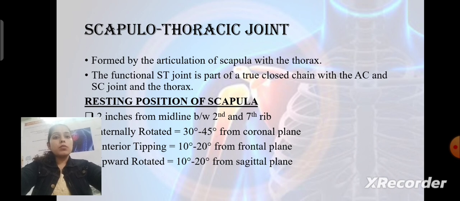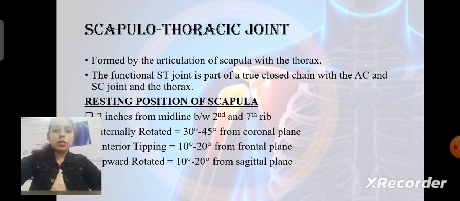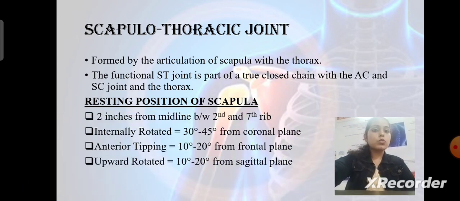Now, the scapulothoracic joint is formed by the articulation of the scapula with the thorax, and the functional scapulothoracic joint is a part of a true closed chain with the acromioclavicular and the sternoclavicular joint and the thorax. The resting position of the scapula is 2 inches from midline between the second and seventh rib, internally rotated about 30 to 45 degrees from the coronal plane, anterior tipping about 10 to 20 degrees from the frontal plane, and upward rotated 10 to 20 degrees from the sagittal plane.